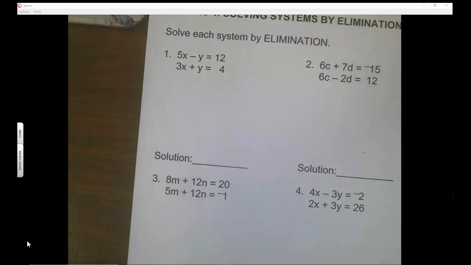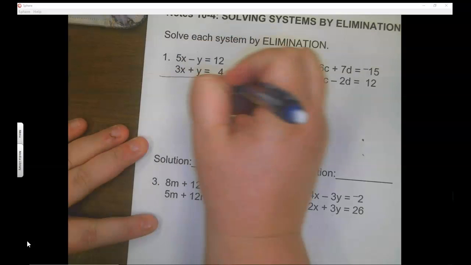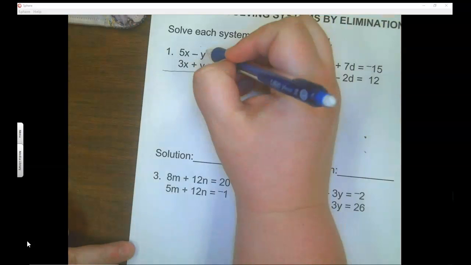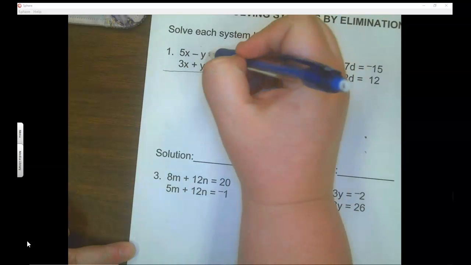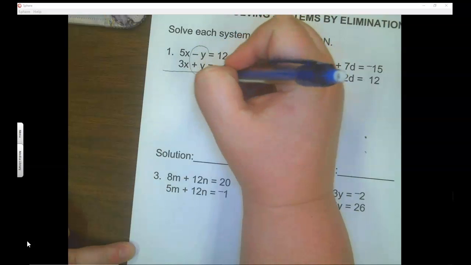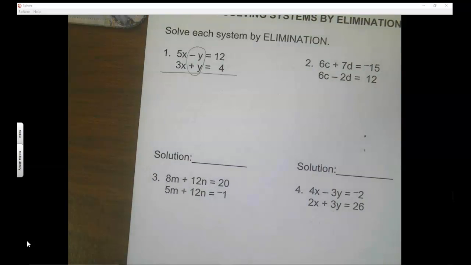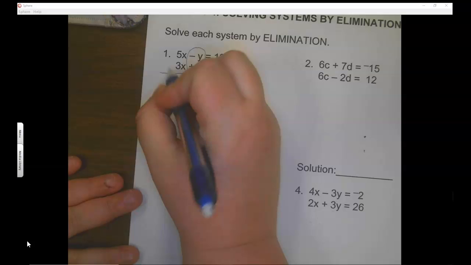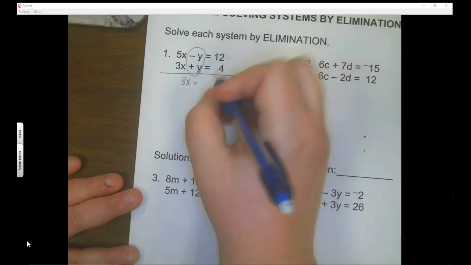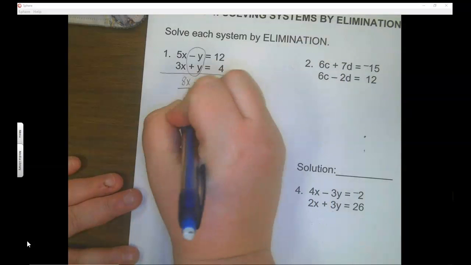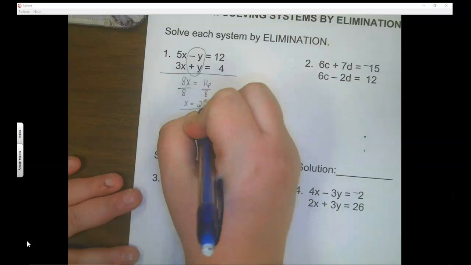All right, so some of these are going to be really easy to find an elimination, and some of them we're going to have to do a little work for. We can see that we can't cancel our x's because they're not the same, but we have a positive y and a negative y. So those cancel each other, they eliminate each other. Once I do that, I'm left with 8x on the left, and 12 plus 4 is 16. Divide both sides by 8, and I get x equals 2.